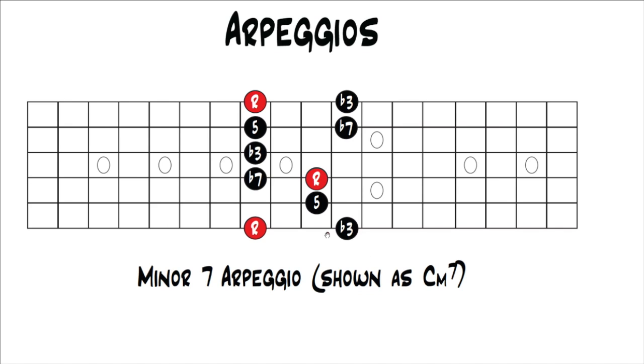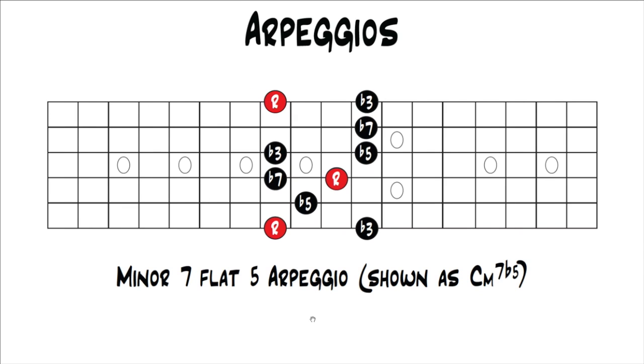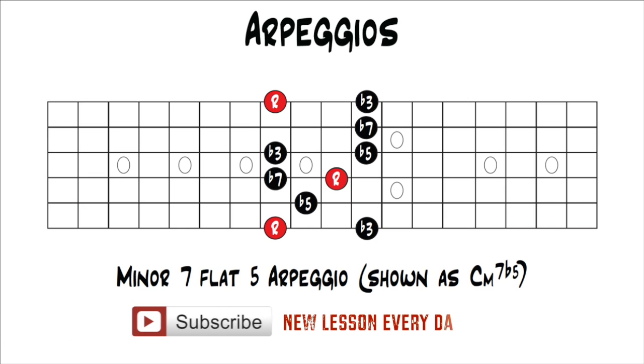So to get to that would be really easy from the minor 7 arpeggio, because you would just obviously lower the 5th half a step. That would give you a minor 7 flat 5 arpeggio, and this is shown in C, so this is a C minor 7 flat 5 arpeggio. And like I said, the triads and the sevenths are the most common and the ones you should learn first, but you can have arpeggios for any of the chord types.